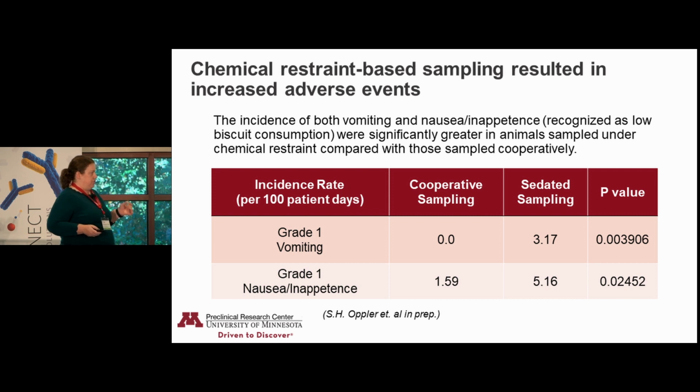And you can see here that the chemical restraint-based sampling resulted in increased adverse events, specifically vomiting and nausea and inappetence, which are always things that the FDA is looking for when you're testing any new intervention. And when we used that chemical restraint, we had a significantly higher rate of vomiting and nausea and inappetence in these animals. But our cooperatively sampled ones, we had hardly any incidence of that.